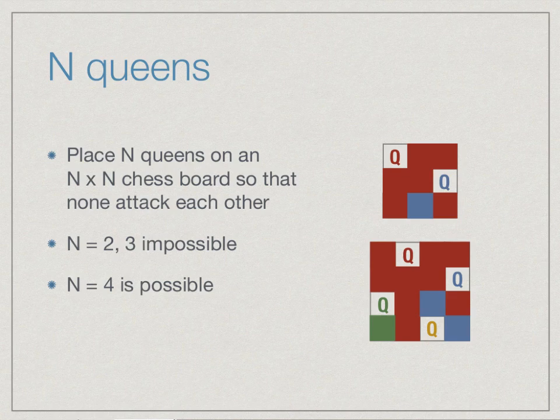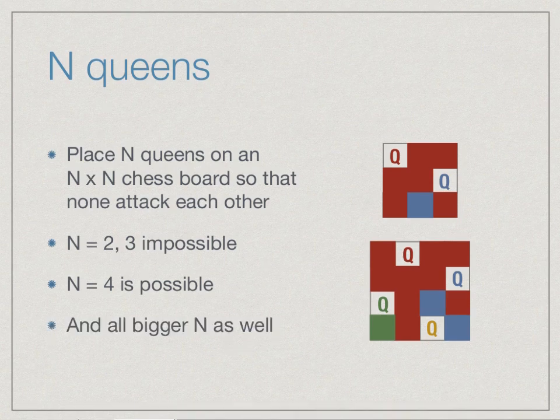queens attack each other. Now it turns out that once we cross n equal to 4, for n equal to 5, 6, 7, 8, you can show that there is always a solution possible. Our task is to find such a solution. How do we find a solution for n greater than or equal to 4?